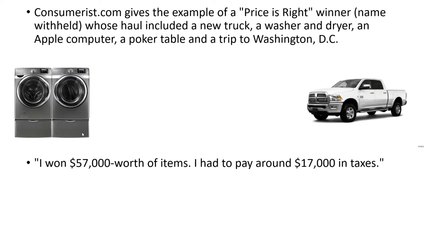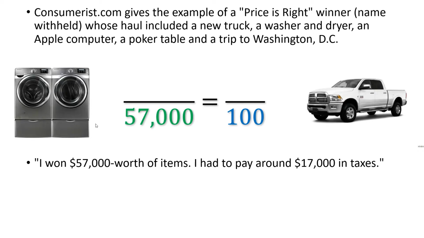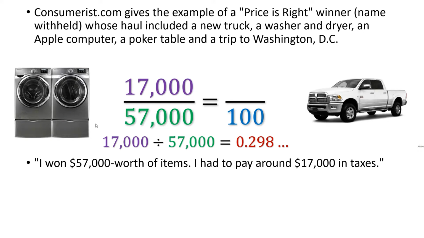To get the car, you would have to pay $5,250. Here's another example from an article I found about a winner who won a new truck, a washer and dryer, an Apple computer, a poker table, and a trip to Washington, D.C. His prizes were valued at $57,000, and he had to pay around $17,000 in taxes. If we want to see what percent that was, we would take the $57,000, which is the total. He had to pay $17,000. So if we divide $17,000 by $57,000, we will get 0.298, and it continues on forever because it's not a nice even decimal.